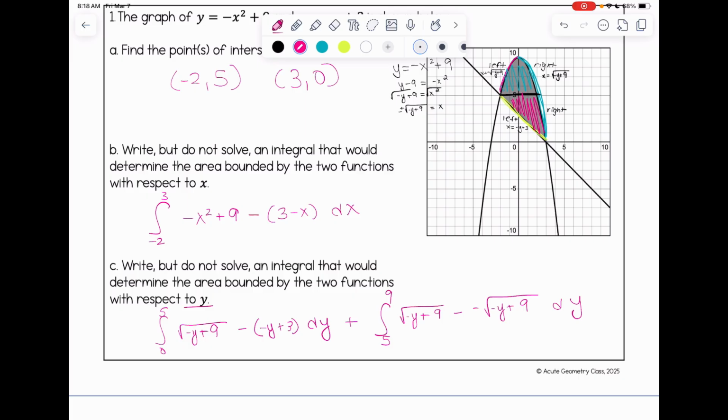Now, if we were to actually calculate part B and C, we would get equivalent answers. We're finding the area of the same exact section, the same region. It's just one's in terms of x and one's in terms of y.